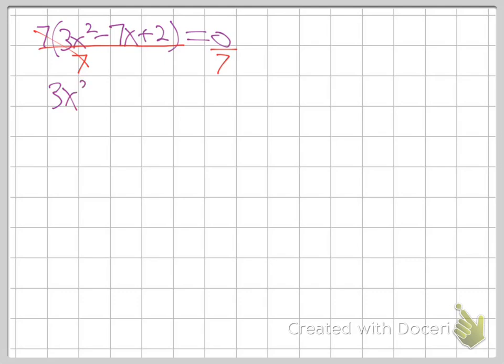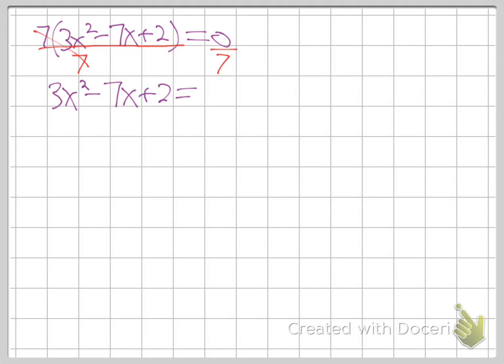So we have 7, what was it? 3x squared minus 7x plus 2. And really, that 7 in the front, you could just divide by 7 on both sides and get it out of there. You know what I mean? Gone. And so 7 cannot equal 0. 3x squared minus 7x plus 2. 7 cannot equal 0? That's kind of a funny statement. Well, I certainly agree with it. Where you would have 2x equals 0 and divide by 2, you can't do that with 7.